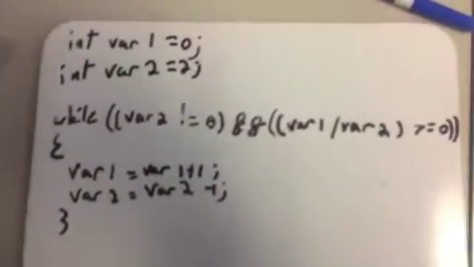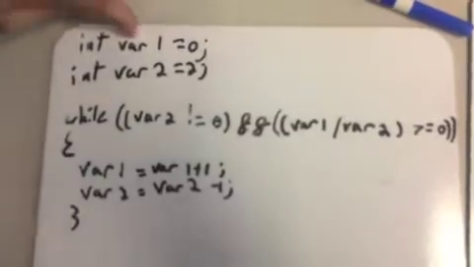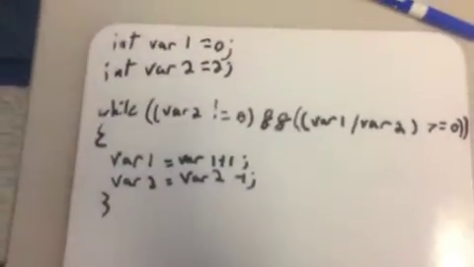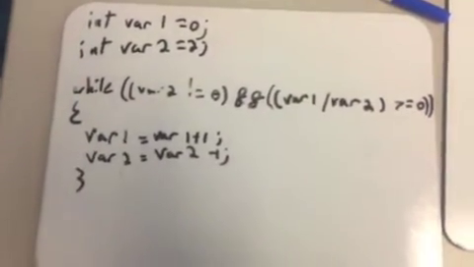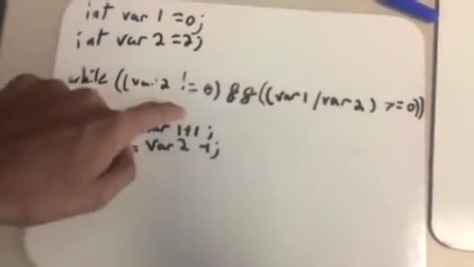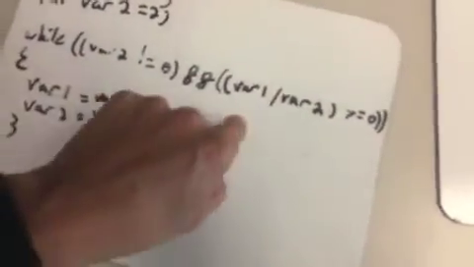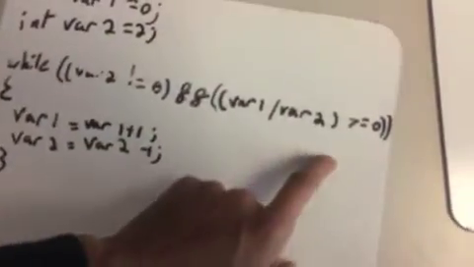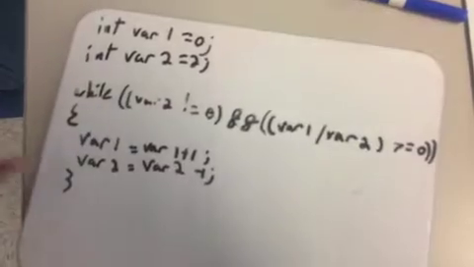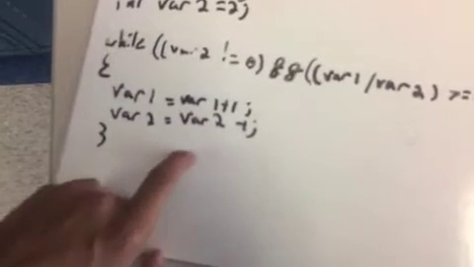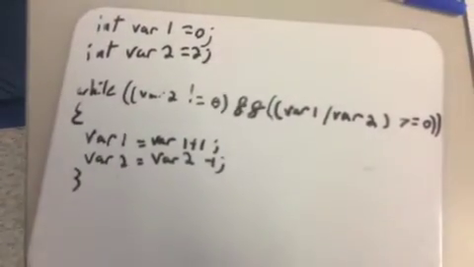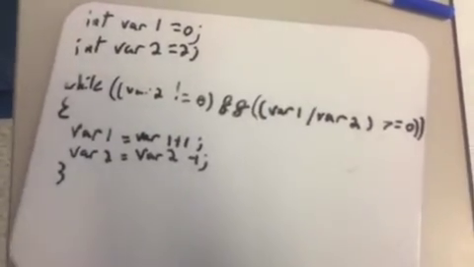Alright, so let's get into the first problem here. Okay, so you see it starts off with integer variable 1, which is an int, set to 0, and variable 2, which is also an integer, set to 2. And then the problem goes, while variable 2 does not equal 0 and variable 1 divided by variable 2 is greater than or equal to 0, variable 1 is set to variable 1 plus 1, and variable 2 is set to variable 2 minus 1. And we're going to trace these variables as we go.